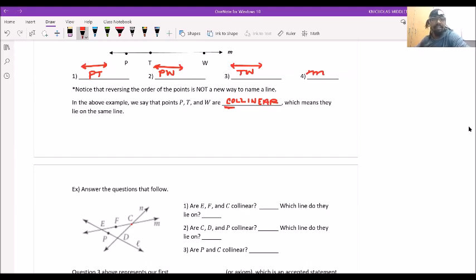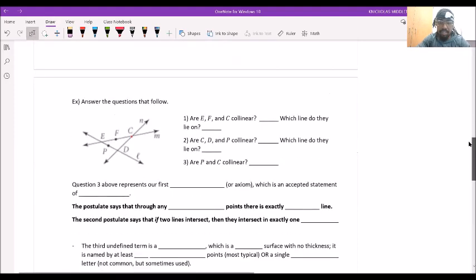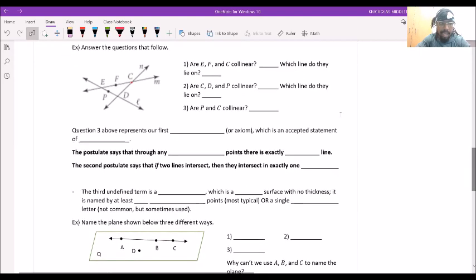Commiserate, you complain together. So co means together. Going down to using some of these terms in our examples, it says E, F, and C collinear. As we look at this, we see E here, we see F here, we see C here. Notice that E and C are made by the location where our 2 lines meet.